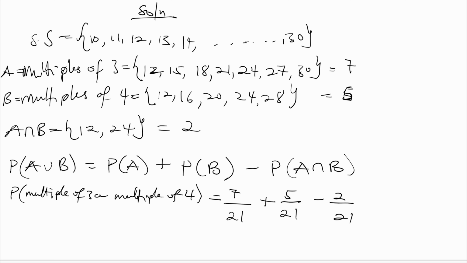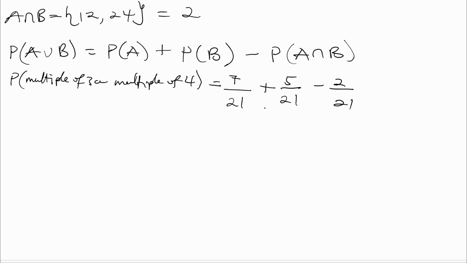So we have 7 over 21 plus 5 over 21 minus 2 over 21. When we punch this on our calculator, we should have 10 over 21. So the probability of selecting a multiple of 3 or a multiple of 4 will be 10 over 21. This brings us to the end of question 5.